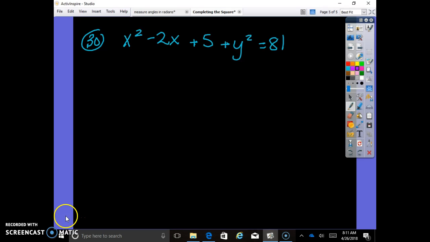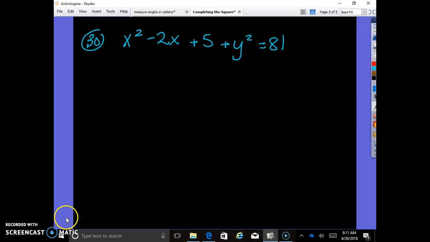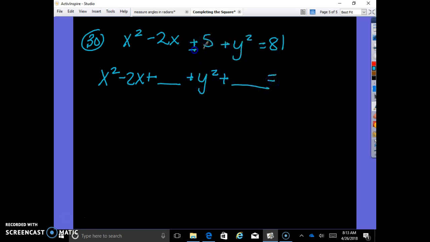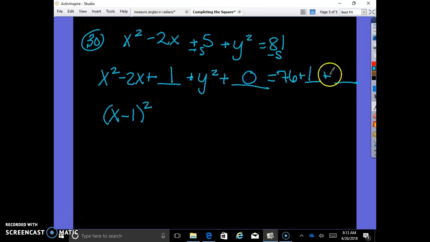I want you guys to pause the video and attempt this last problem on your own before we go over it. All right, so we would have x squared minus 2x plus blank plus y squared plus blank equals, what is 81 minus 5? 76, plus blank plus blank. Negative 2 divided by 2 is negative 1. Negative 1 squared is positive 1. What I do to one side, I must do to the other. This one's just 0 because there's no b term. So plus y squared equals 77.